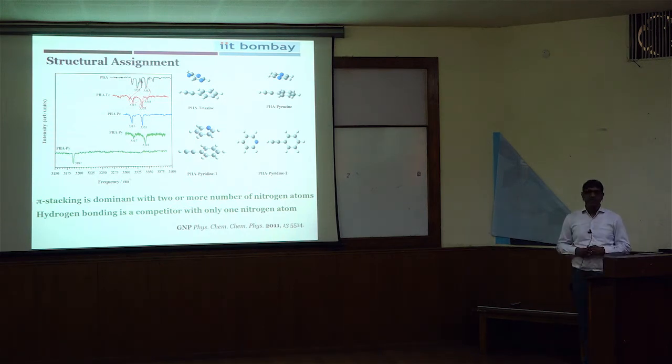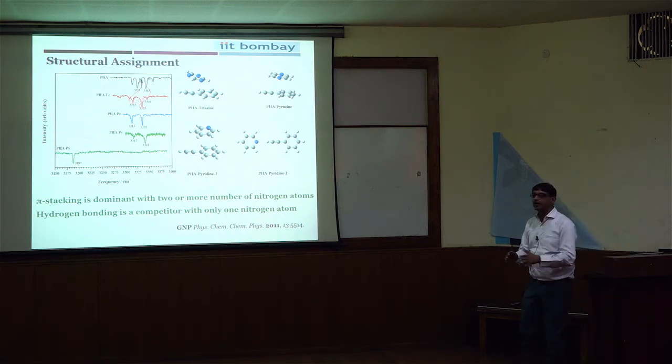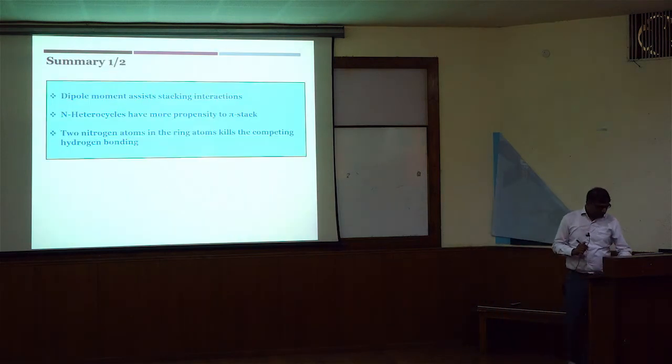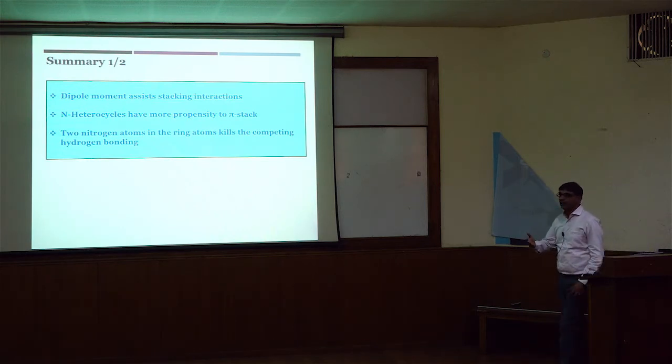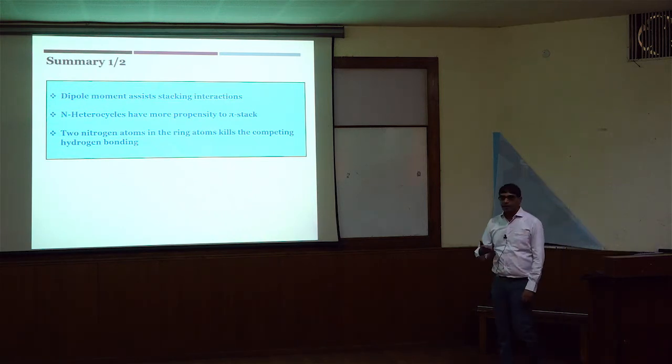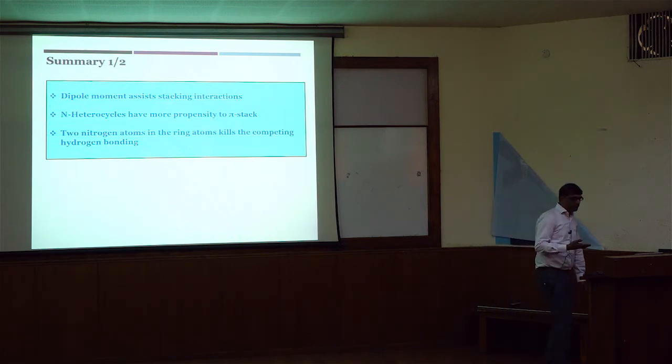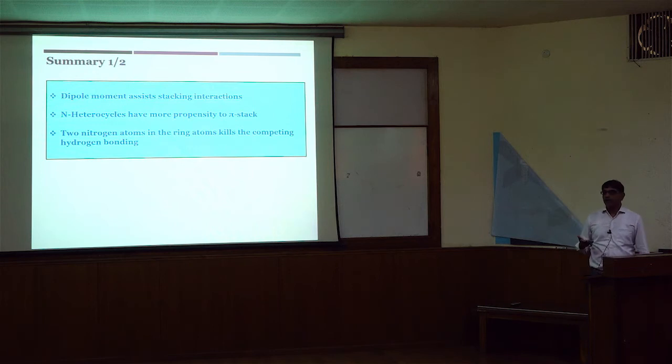Of course, 3 makes it better, but I wouldn't want to go into why nature has selected only 2 of them, but 2 is the minimum required when you want to kill the competition with hydrogen bonding and only do the stacking. So, quickly summarizing this, what we figured out is, if you have a dipole, it assists in pi stacking, and if you put a nitrogen atom, the propensity to pi stack increases, and when you have 2 or more nitrogen atoms, it kills the competition of hydrogen bonding.